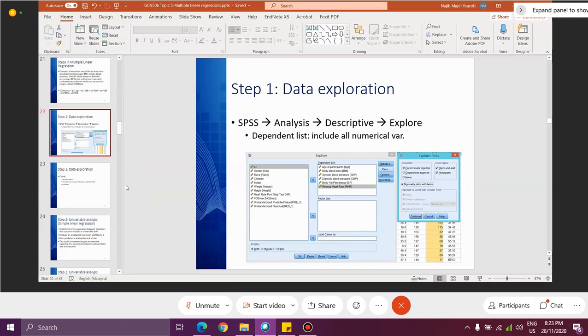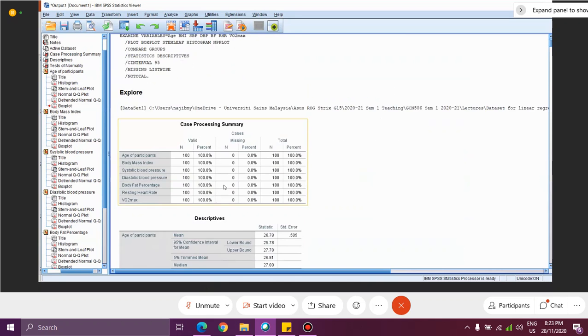Any other question regarding data exploration? So, for example, what happens if you have lots of missing data in one variable? For example, body fat percentage has 20% missing data, what are you going to do? If you have lots of missing data within one variable, you can exclude this variable from analysis. So don't include this variable in analysis.